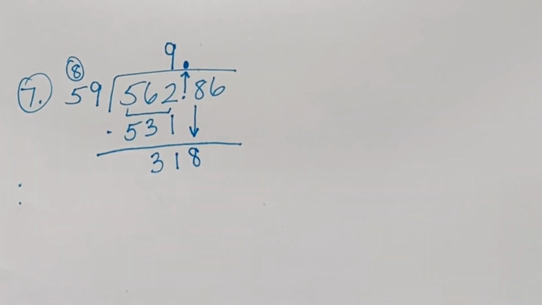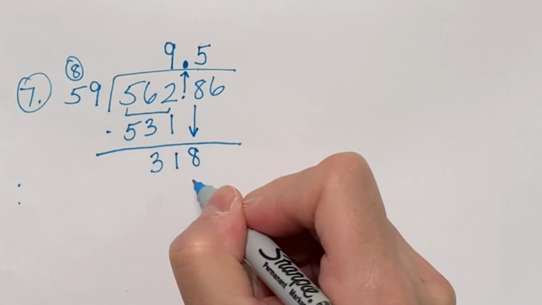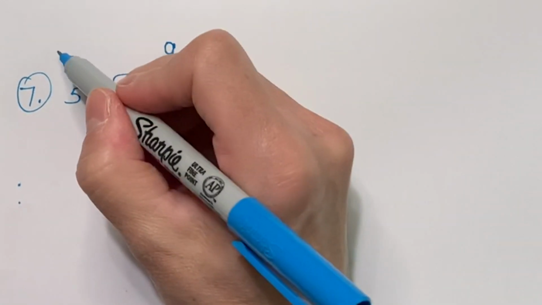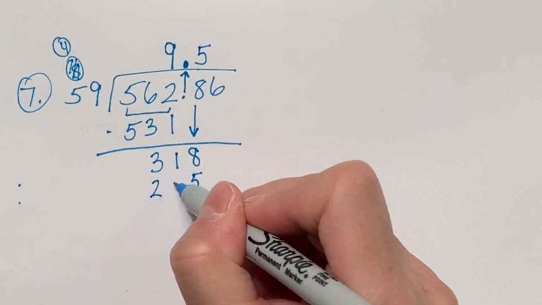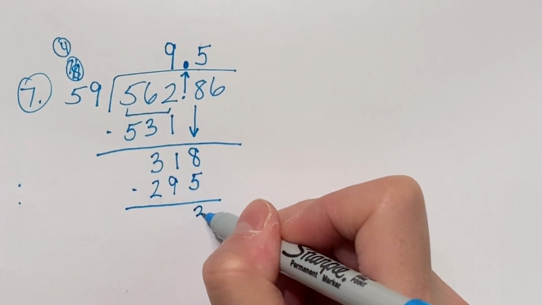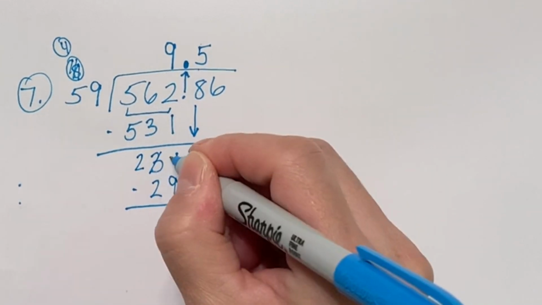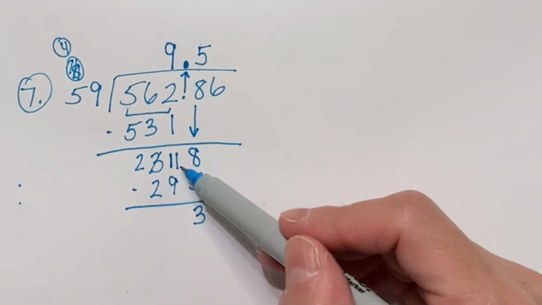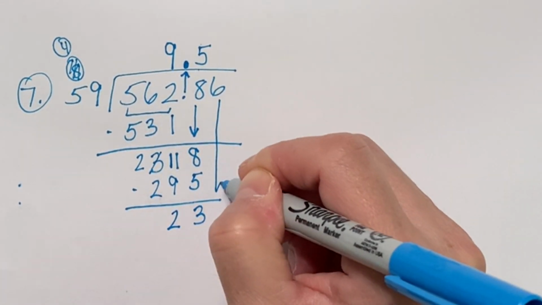59 can go into 318 5 times. 5 times 9 is 45. Put down the 5, carry the 4. 5 times 5 is 25. Plus 4 is 29. Subtract. 8 minus 5 is 3. We can't take 9 from 1, so we borrow. And it becomes 11. 11 minus 9 is 2. Bring down the 6.